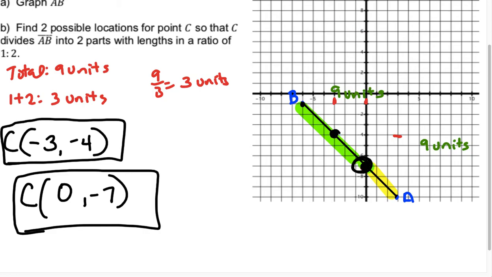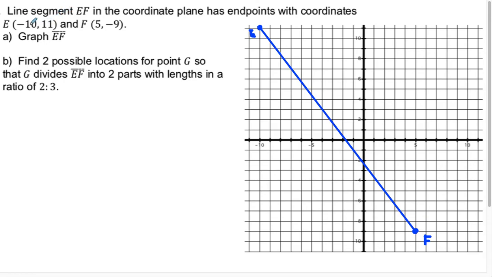Okay, so I'm going to show you a second example. The second example is from E to F. I've already graphed it for you. And now we want to find two possible locations for point G so that it divides EF into two parts with the lengths of a ratio of 2 to 3. All right, so I'm going to count up.